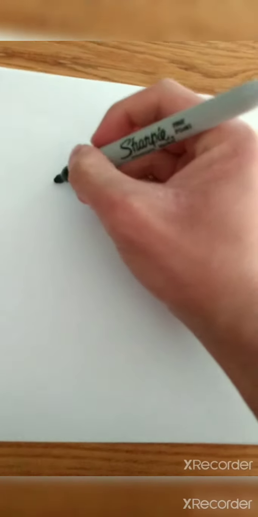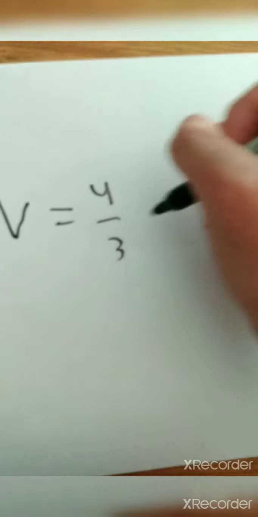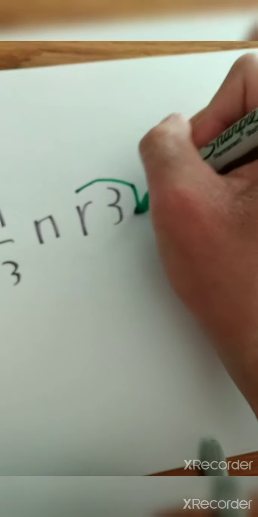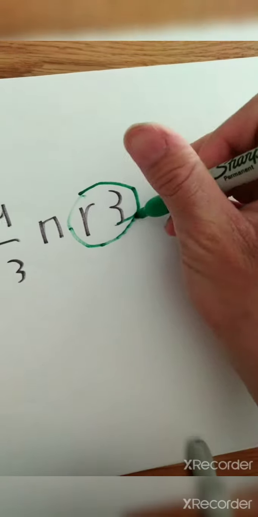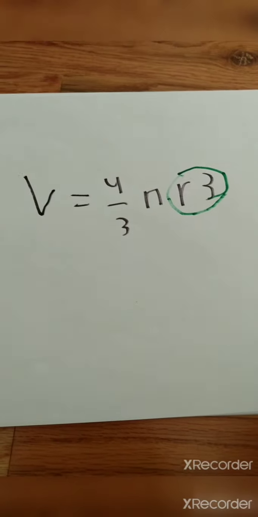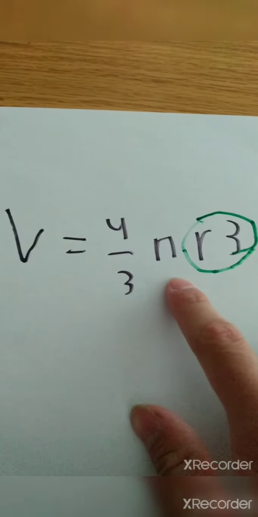Remember, the volume of the sphere equals 4 over 3 pi r cubed. R cubed represents the radius cubed. So, we're going to color that in green to remind us that that's what we're going to try to find. There is one way to find the radius cubed. The way we can do it is put this formula into an equation and try to solve it by simplifying, and we're going to try and get radius cubed alone.